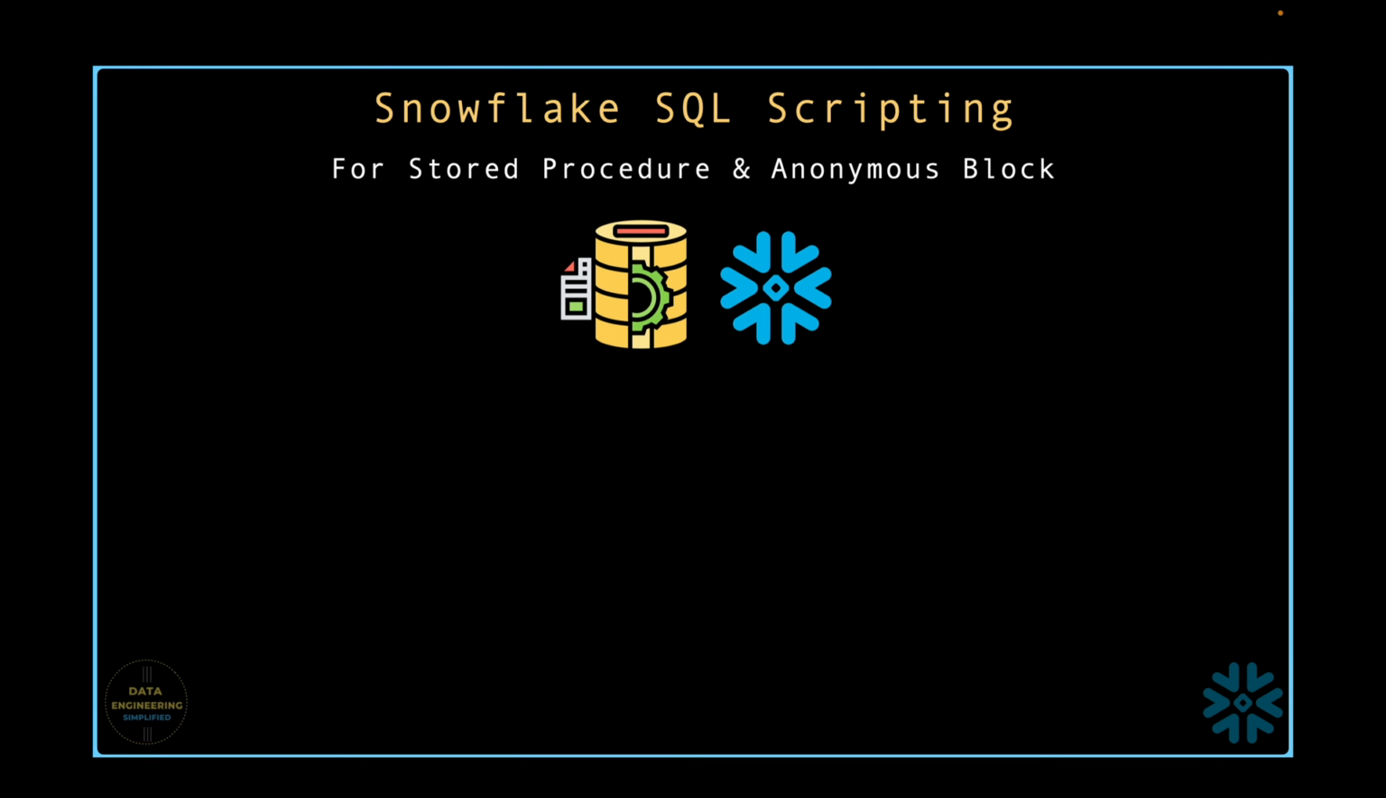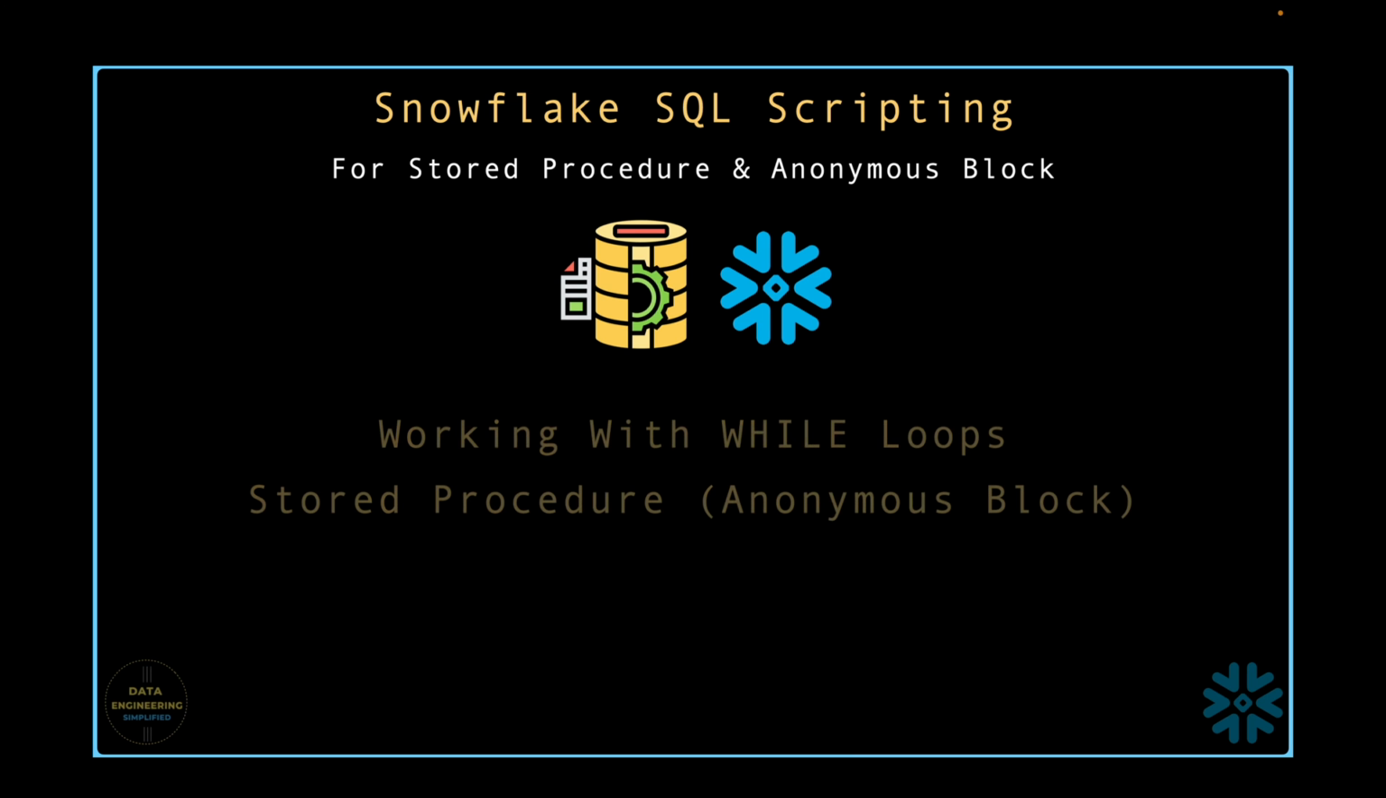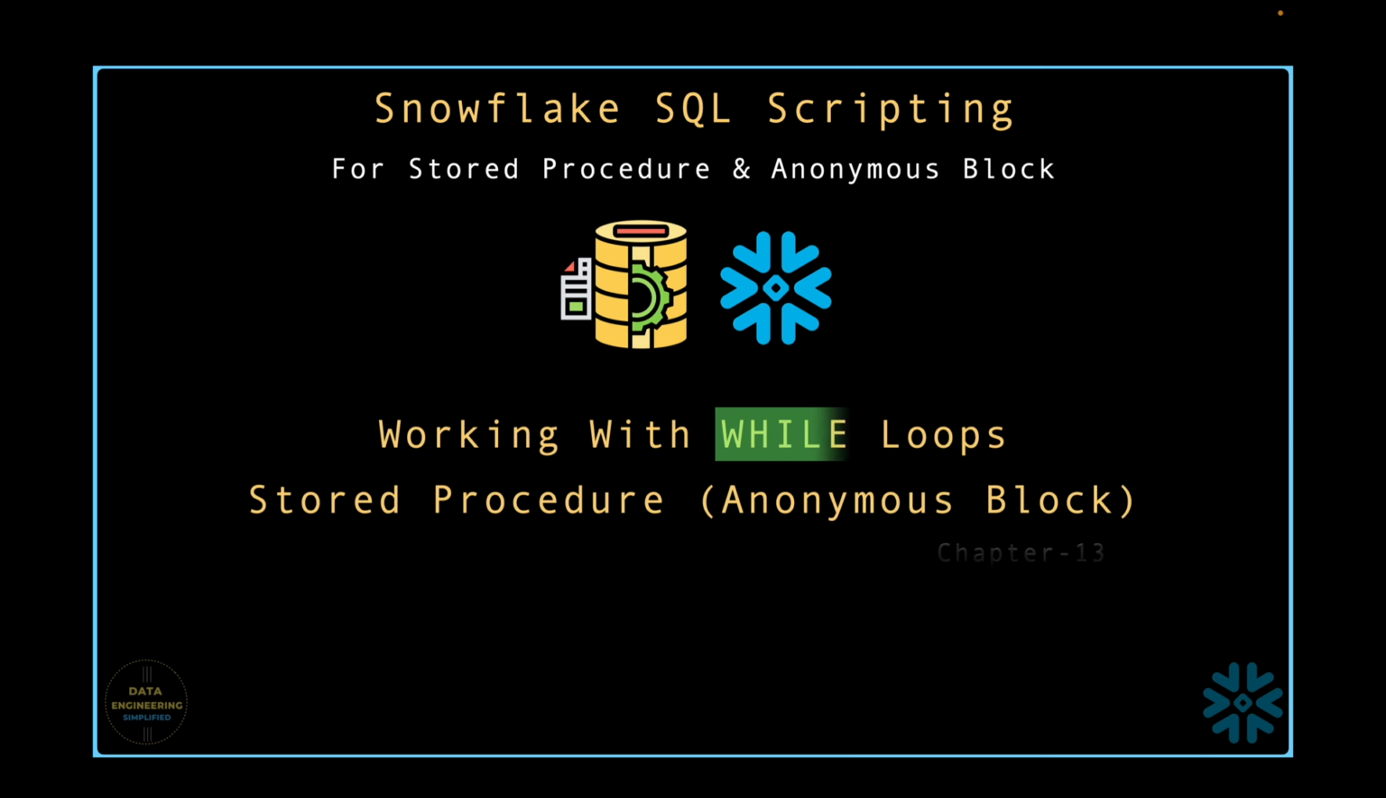In the last chapter, we talked about the for loop, learned its SQL syntax, and understood some important features, including its limit. Now we are moving on to the while loop. We will see how it works and how it is different from the for loop, especially when we are using stored procedures and anonymous block in Snowflake.